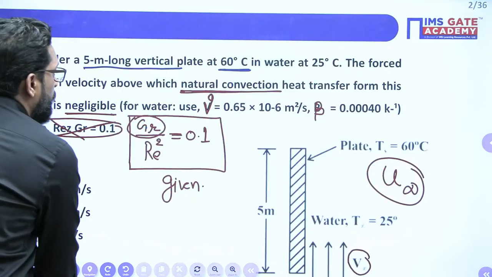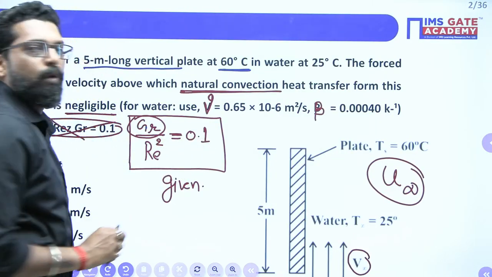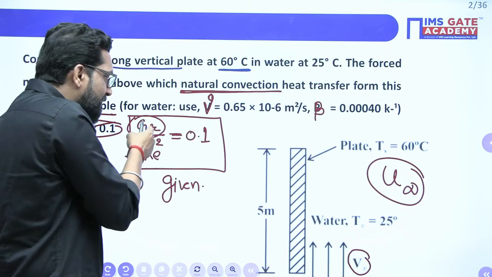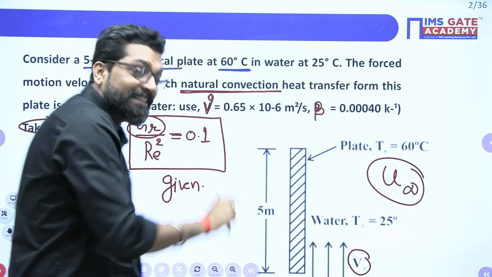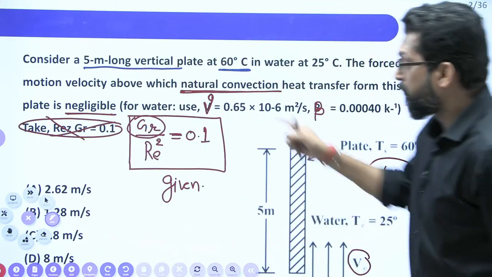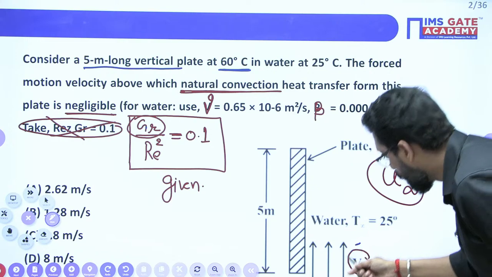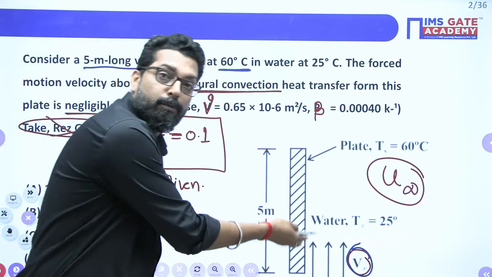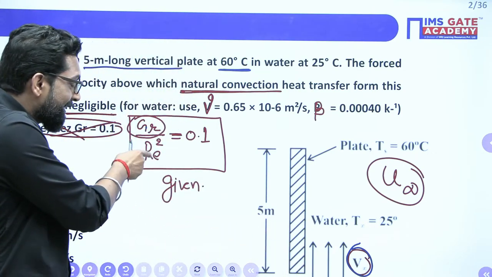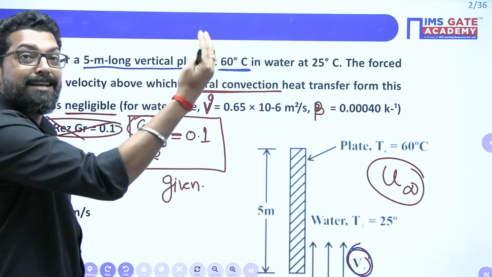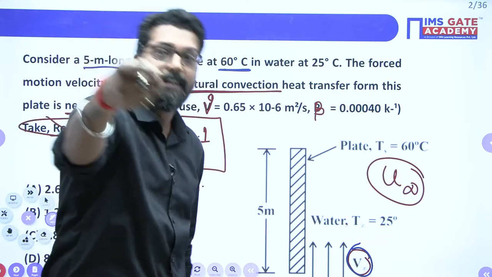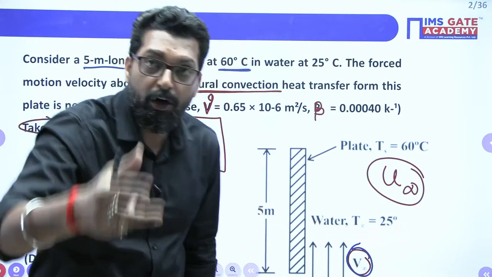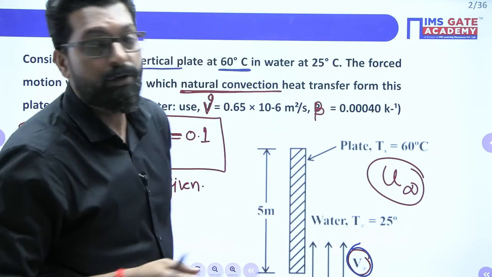So in this question, see the beauty. This is less than 1, which means the Reynolds effect is more compared to the Grashof effect. So in this case, forced convection is dominating. If forced convection is dominating, we have to bother about the velocity of the flow; otherwise we cannot. Reynolds number dominating means inertia is dominating, so the flow velocity is important. So we have to find the velocity of the flow.